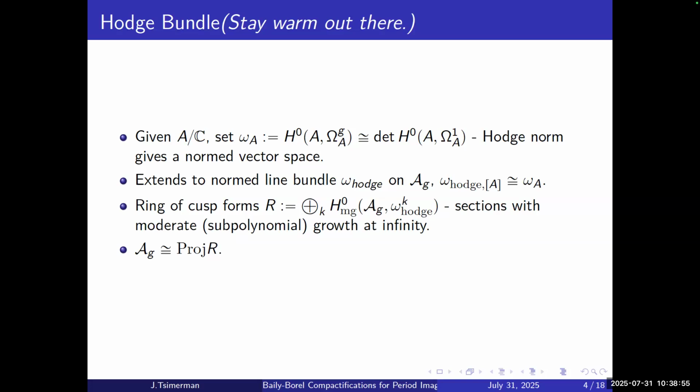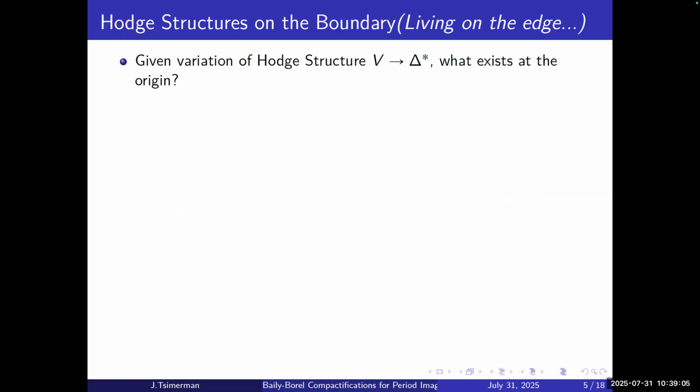And then, sorry, this should be A_g Baily-Borel. The Baily-Borel compactification is the Proj of this ring. We're recovering it intrinsically in this way. Okay, and the idea is going to be to try and emulate precisely this construction for moduli of Hodge structures. So we want to construct a compactification for some kind of degenerations of Hodge structures. So first, let's ask, given a degenerating family of Hodge structures, what kind of stuff exists at the boundary?